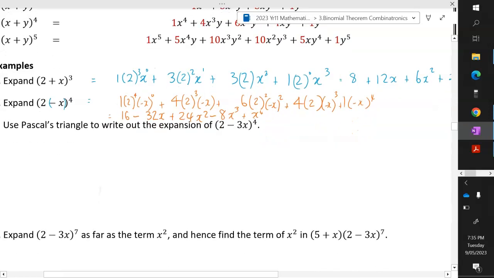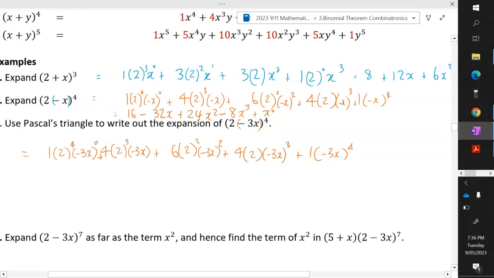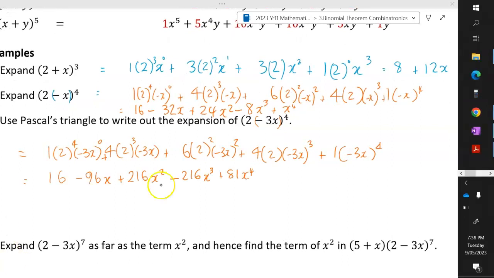We'll pop the coefficients in to start with. Now we'll pop the 2's in, starting from power of 4 on the left-hand side. And now we'll pop our minus 3x in, starting with powers of 0 on the left-hand side. Okay, now we'll neaten that up. You can pause the video and have a go at neatening yours up as well, and we'll check our answers. Okay, there's my solution there.